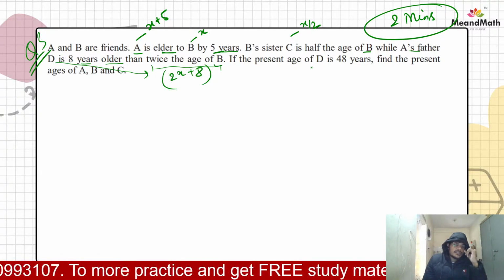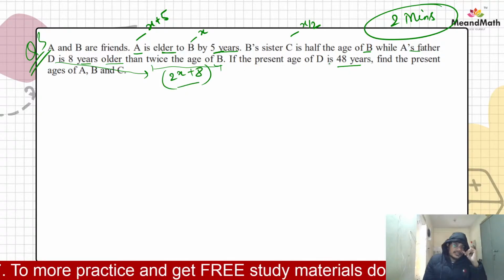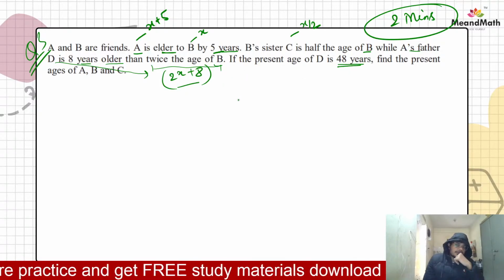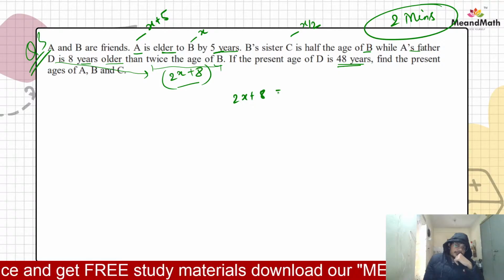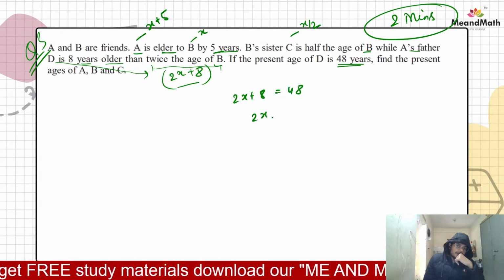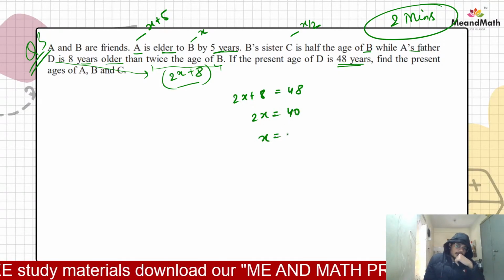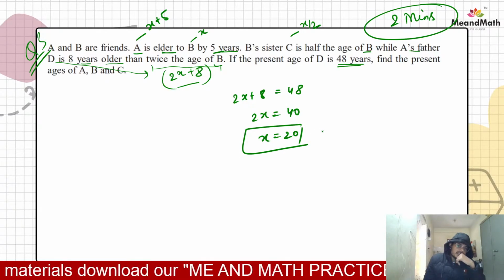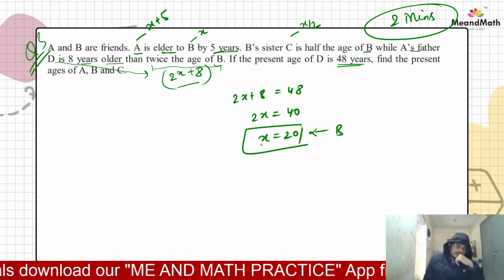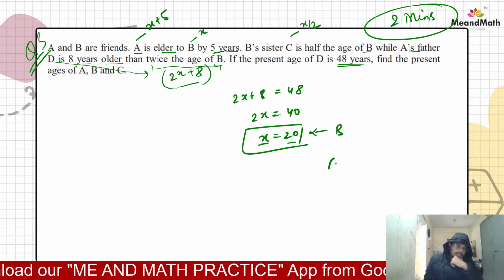If the present age of D is 48 years, that means this equals 48 years. So solve this equation: 2x plus 8 is equal to 48. 2x is equal to 40. X is equal to 20. That means this is B's age, X, na? And so B's age is 20.